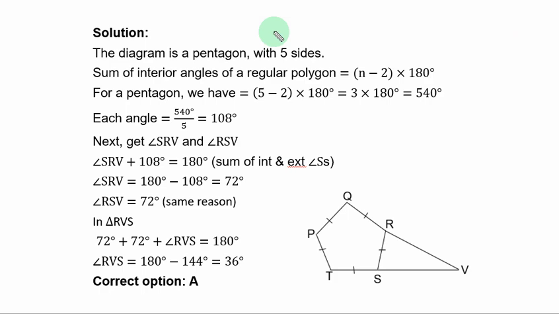The diagram is a polygon with 5 sides. So let's get the sum of interior angles of a regular polygon. The formula is this. You replace n with 5. If you subtract and multiply, you have 540 degrees.